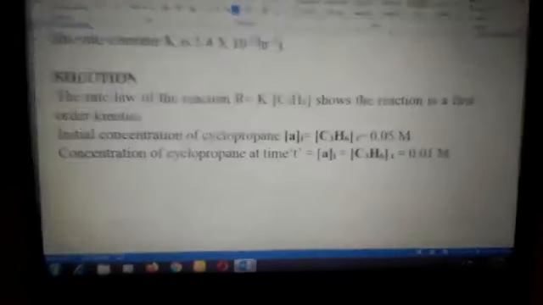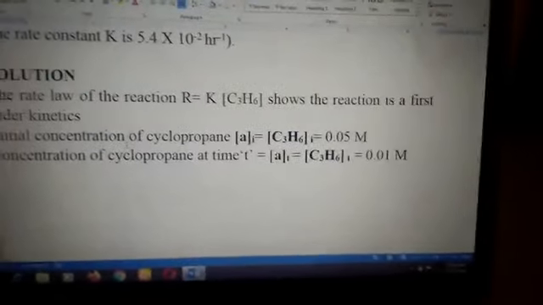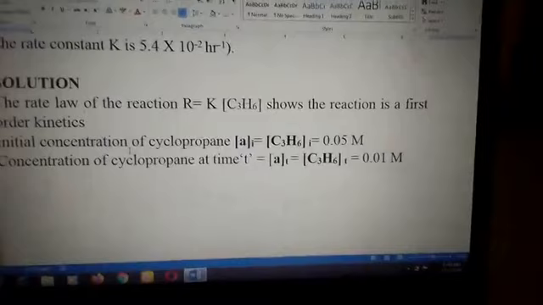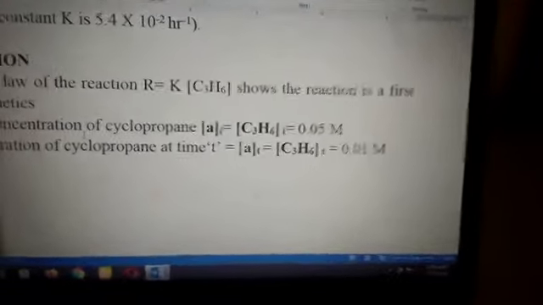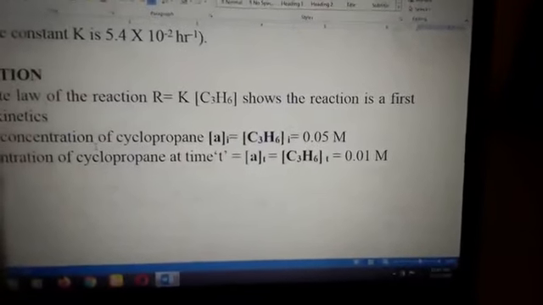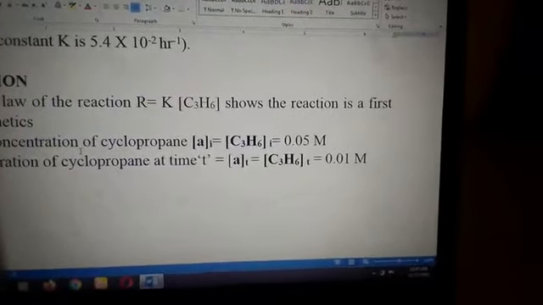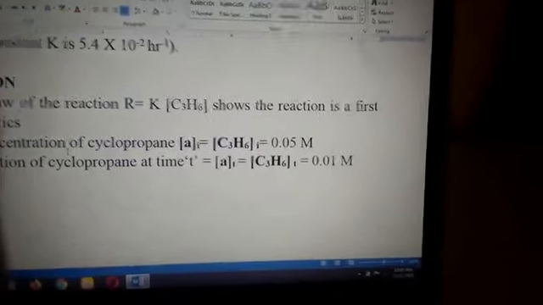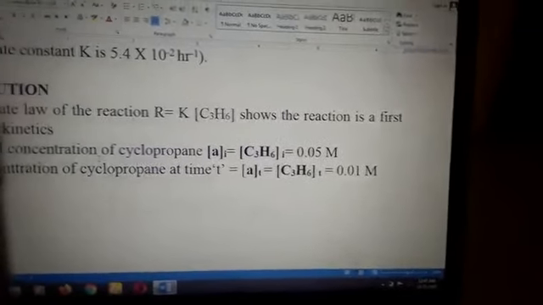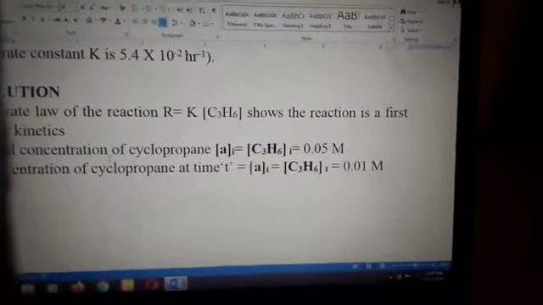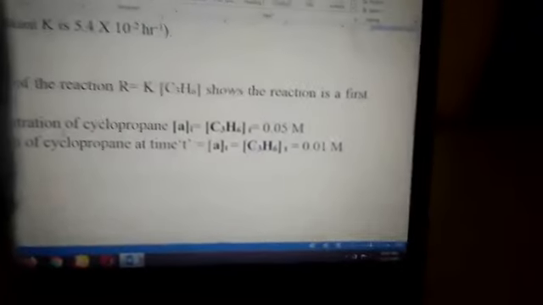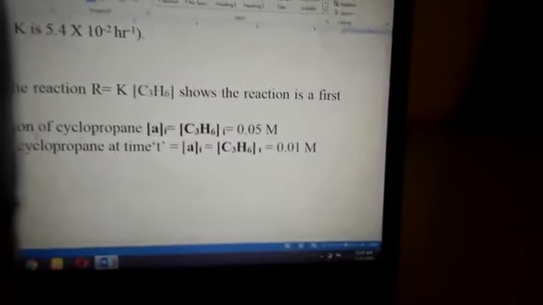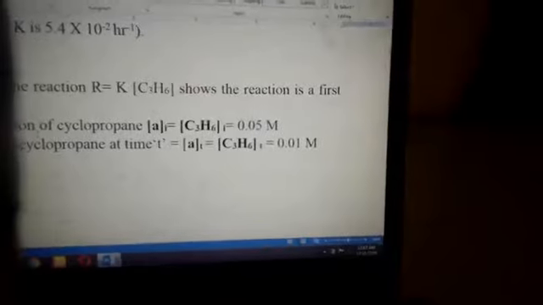Now for my problem, the initial concentration of cyclopropane, which in the rate equation is written as [A]i, meaning initial concentration, we can rewrite by replacing the A with C3H6, and then you have i. Since the substance we're dealing with is cyclopropane, we replace the A with C3H6. The initial concentration is given to us as 0.05 mole per dm cube. This is given to us in the question.